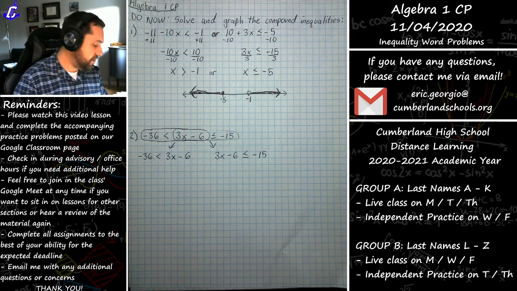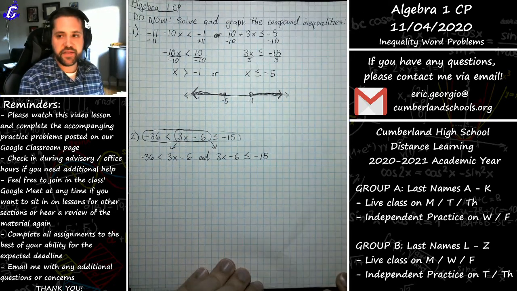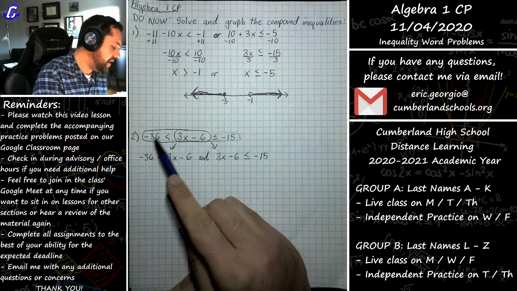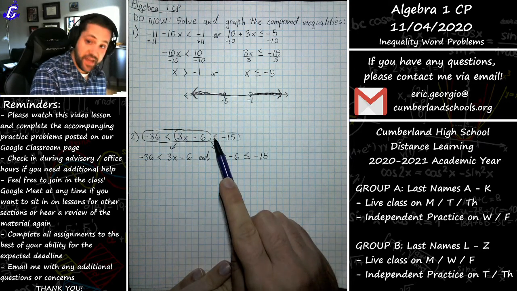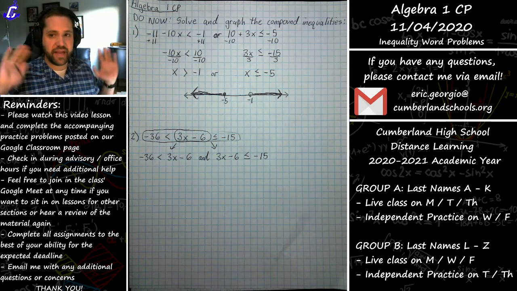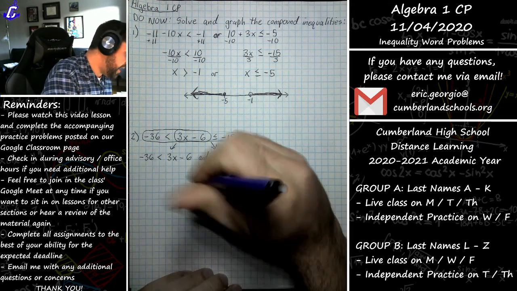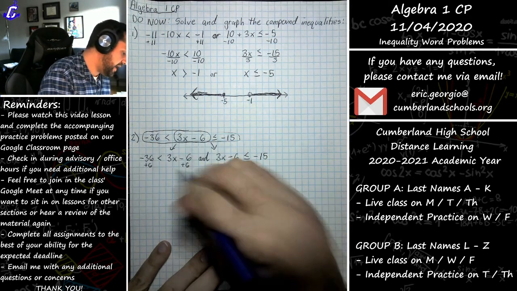Now that I have those, we can just solve each of them independently, and then we want to find that overlap where they both exist at the same time, because this 3x minus 6 piece has to be greater than negative 36 and at the same time less than or equal to negative 15. So we see why it's an and problem, because it has to satisfy both conditions at once. So let's make it happen. In order to do that, we're going to solve each one independently. Like I said, we'll add 6 to both sides to get x alone.